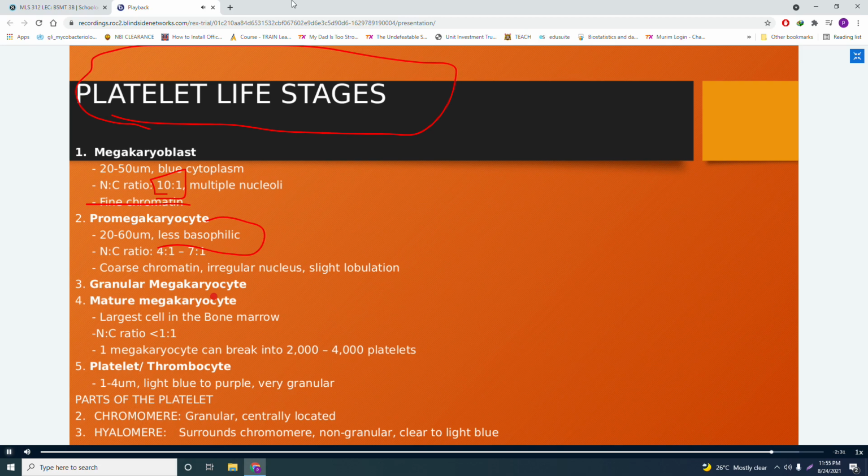Then you also have your granular megakaryocyte. Then your mature megakaryocyte class. Plus, the largest cell in the bone marrow is your mature megakaryocyte. Don't forget, class, the word mature. Then, it has a nucleus to cytoplasm ratio of less than 1:1.